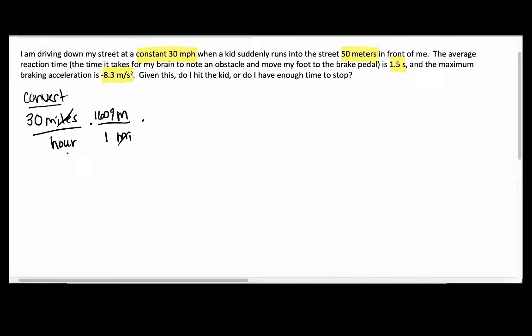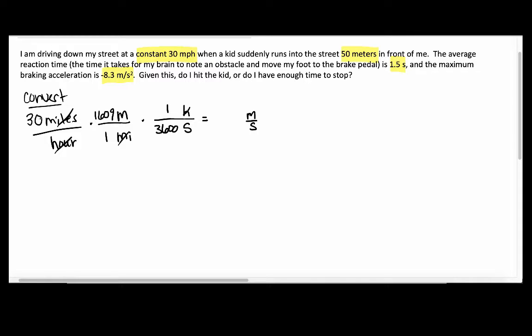That gets rid of my miles. Now I need to change my hours into seconds. Hours is on the bottom, so for it to cancel out, I have to put it on top, and I want seconds on the bottom. So 1 hour is equal to 3,600 seconds. Hours cancels out. That leaves me with meters per second, which is the unit I was looking for, so I did this correctly.